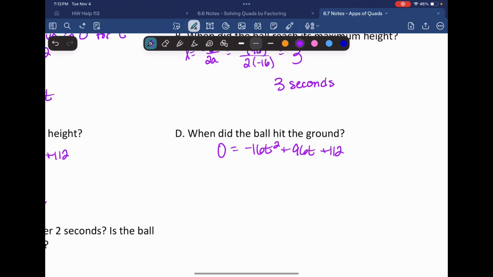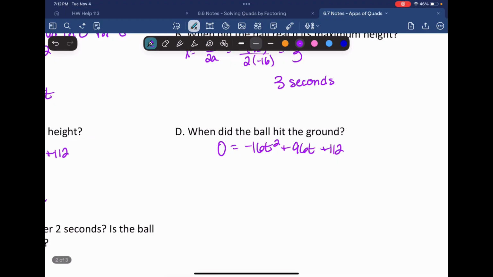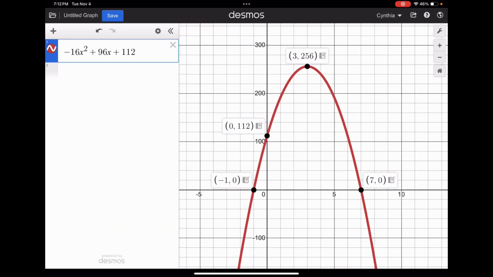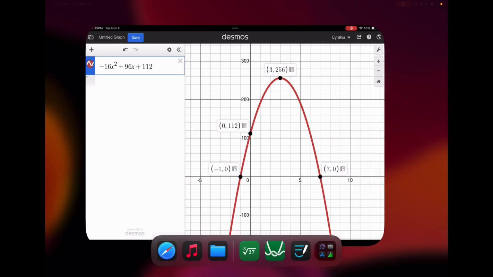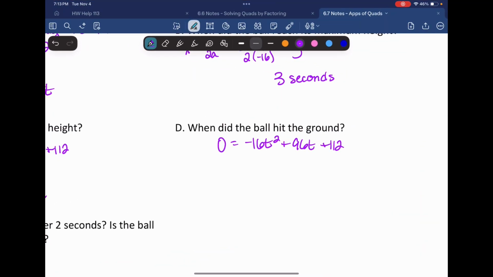So when did the ball hit the ground? So that's when the height was 0. Well, the height is 0 at -1, which doesn't make sense because time can't go backwards. And at 7. That makes sense because time moves forward. It took 7 seconds to reach the ground.